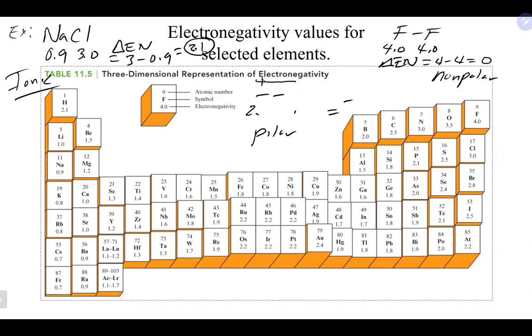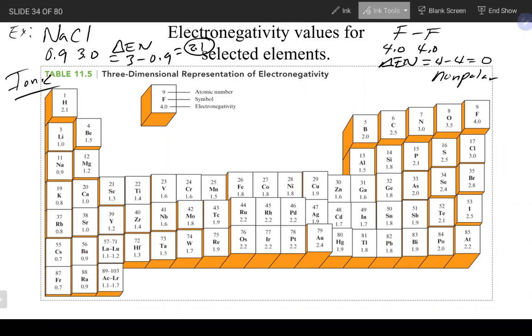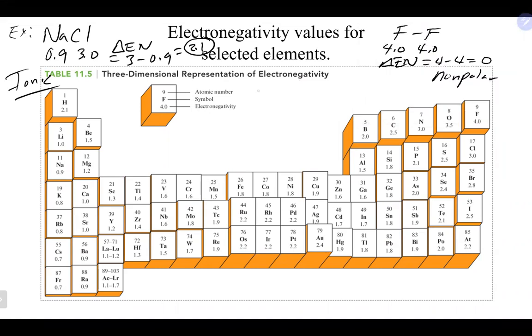I'll put them here. Based on the electronegativity values that are here, which obviously would be provided for you. You do not need to memorize this. Are these going to be polar, non-polar, or ionic? Let's do potassium and chlorine. Let's do carbon and oxygen. Let's do sulfur and oxygen. Let's do carbon and hydrogen. And let us do carbon and sulfur. All right, so use the electronegativity values here to determine, is it polar, non-polar, or ionic?